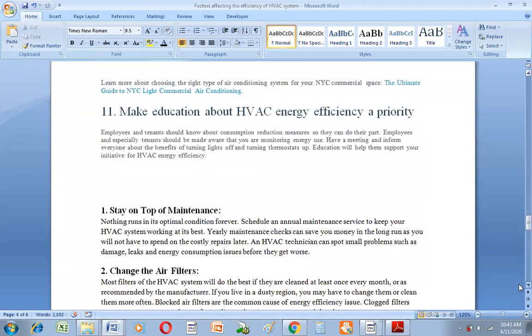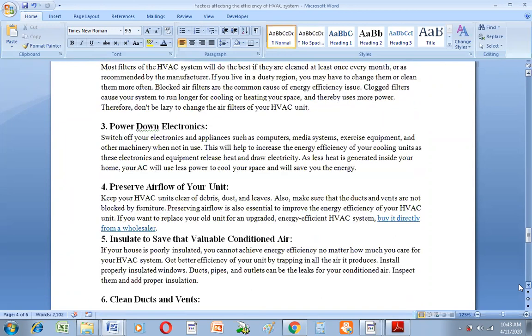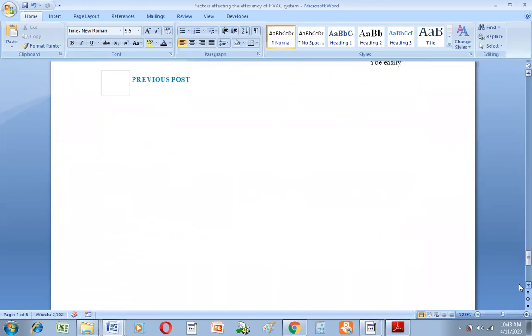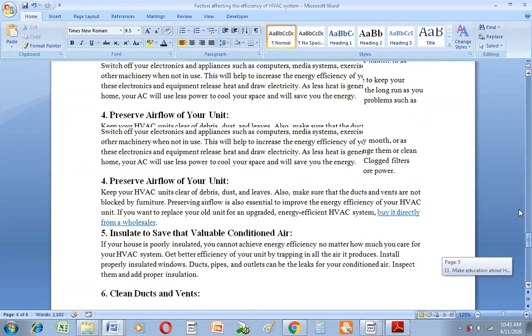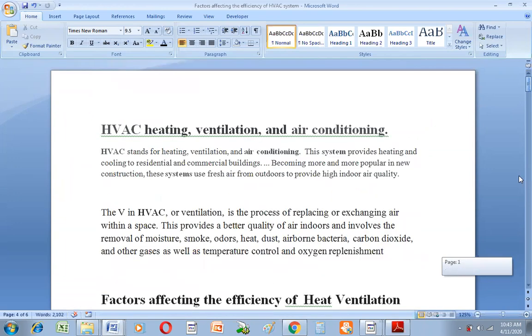Then maintenance, air filters that we have learned, power devices, airflow. So these points we have seen. Then even tree plantation around the plant, that also we have seen. So most of the points we have covered. So what we have learned today is the HVAC system.